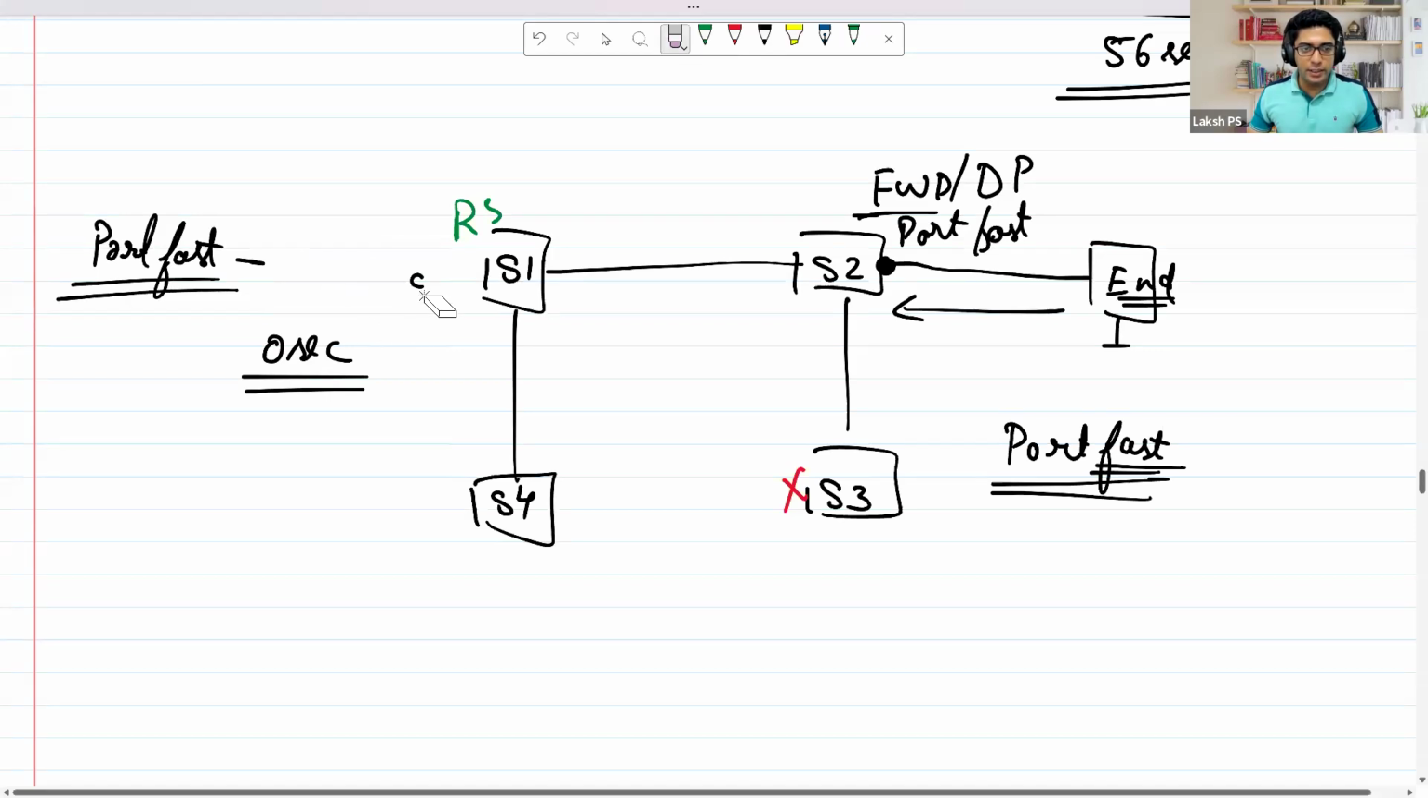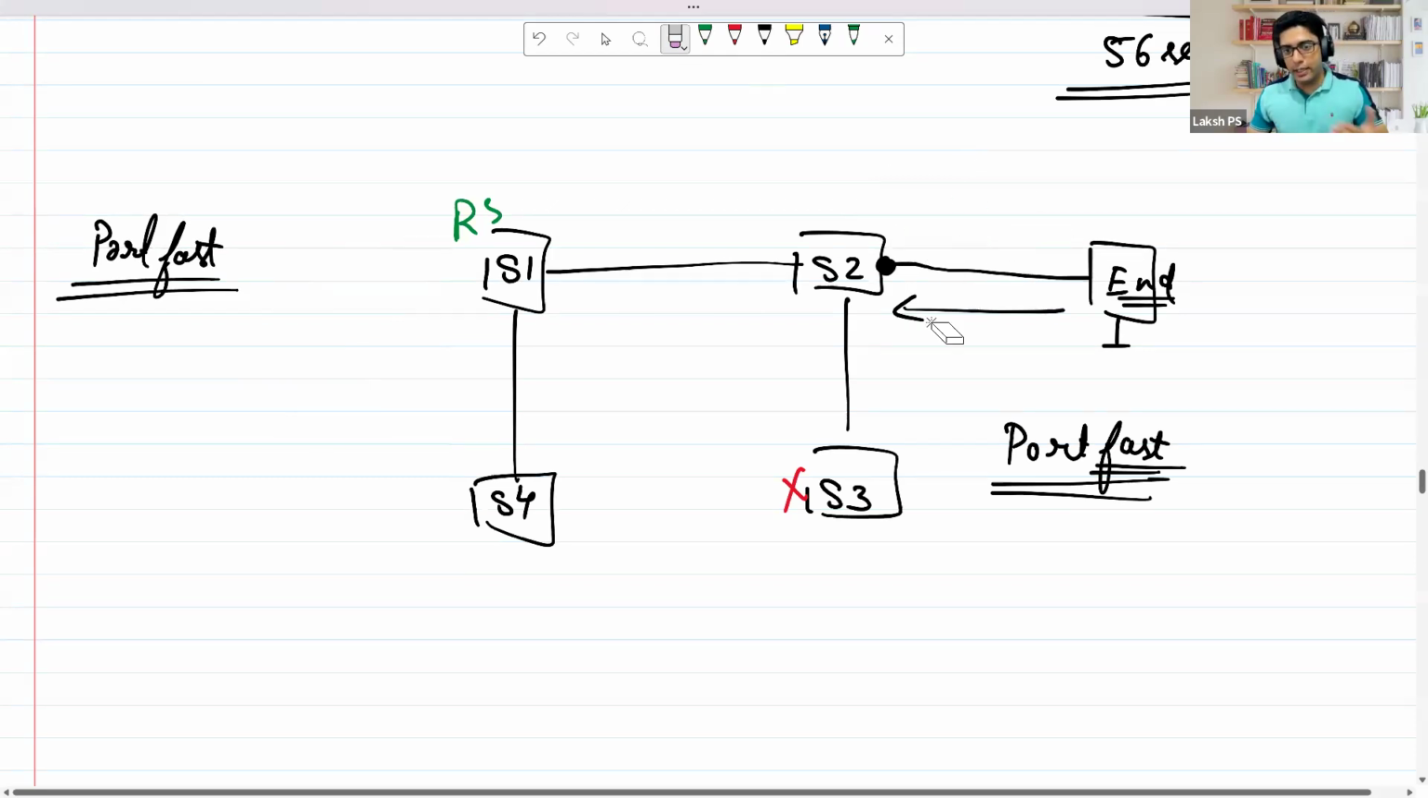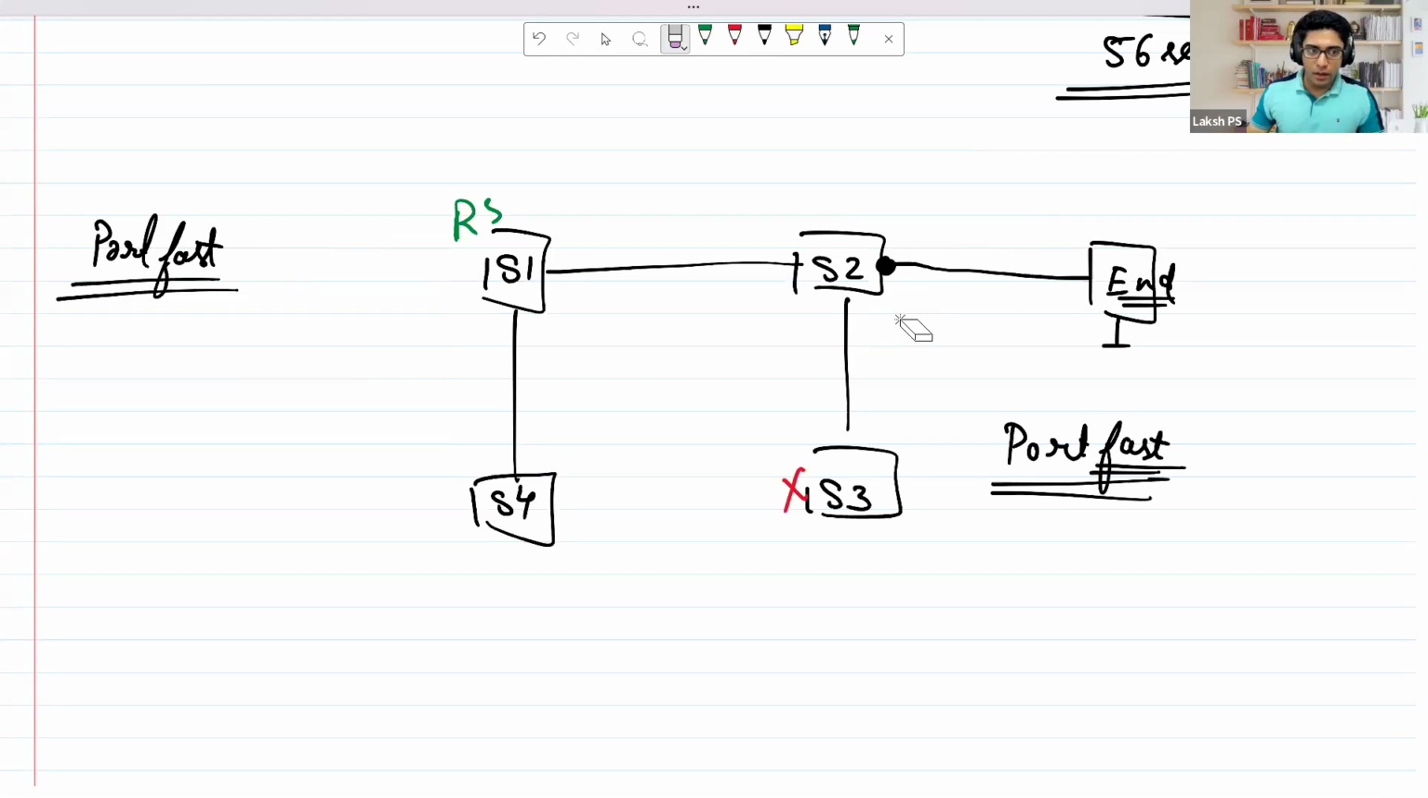All right. Port fast interfaces are those interfaces which are connected to an end device, and the feature of a port fast interface is that it will immediately start to forward data, or immediately go into a forwarding state, and the port role is going to be designated port. Okay. Port fast. Any question or any problem with port fast? No.